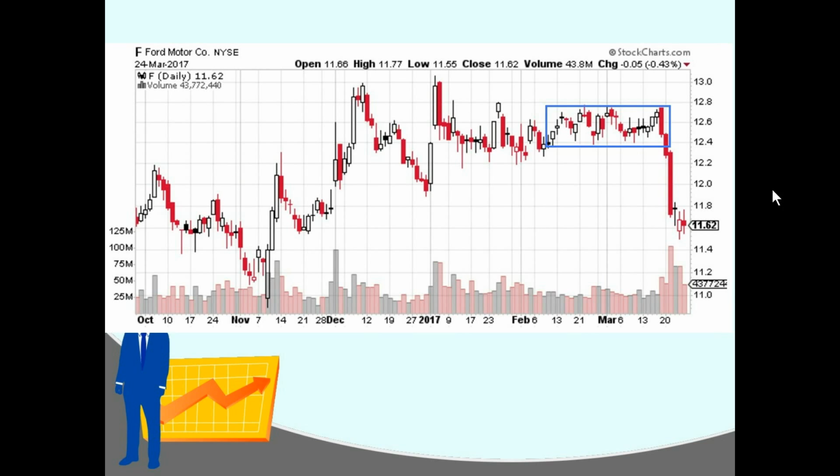Here is Ford. Here's definitely a range here, bouncing off the top and the bottom several times, and as soon as it broke below it, heavy volume bars here, and it really broke below it, you want to get out of the way. Some people might even short it. That's more of a risky move, but you could do that for sure.